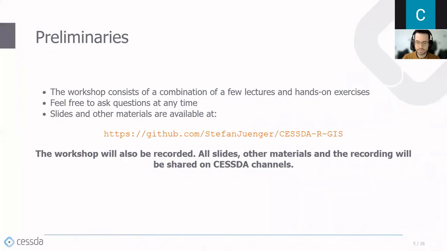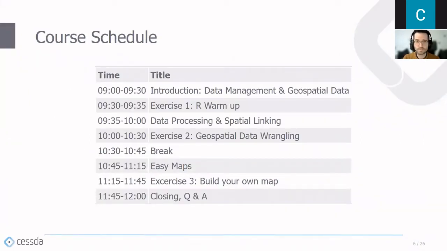All right. This is the general course schedule for this morning. We are currently in the introduction. We will talk a bit about data management in general, which is actual CESSDA content, and we will have a short introduction to geospatial data. Then we will have our first exercise, an R warm-up session, just to be sure that you have all packages installed for the exercises. After that, we will talk about the actual data wrangling, so data processing, and something called spatial linking, or spatial overlays and spatial joins, that you can do in R. We have an exercise on that, a rather longer exercise than the first one.